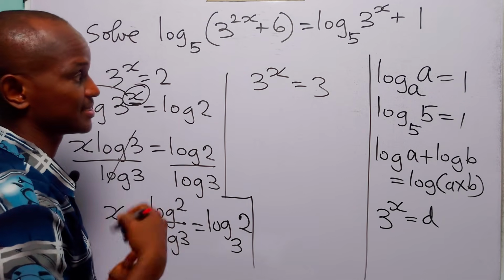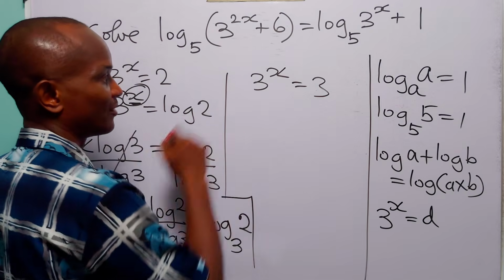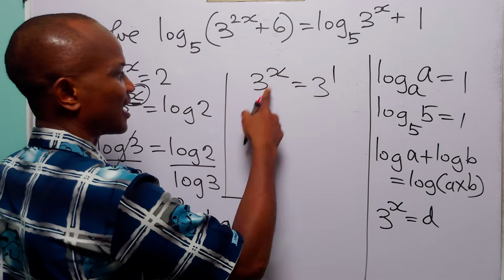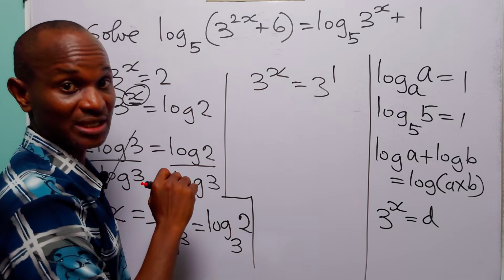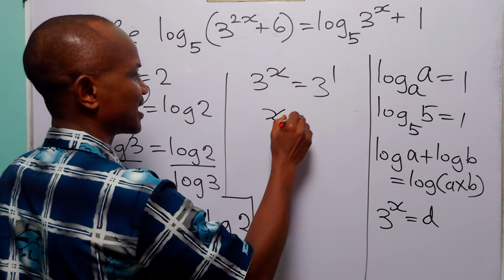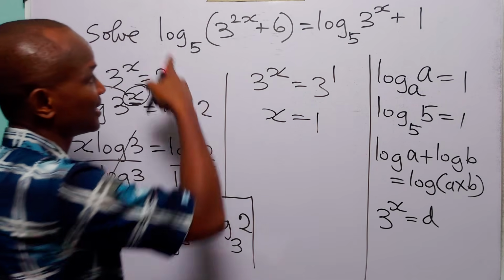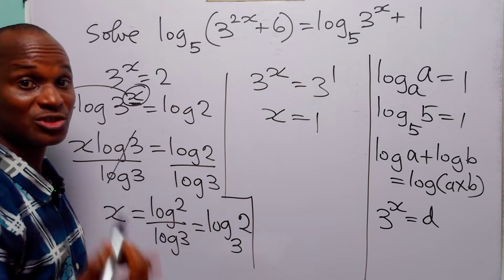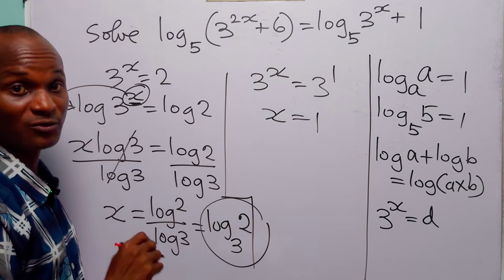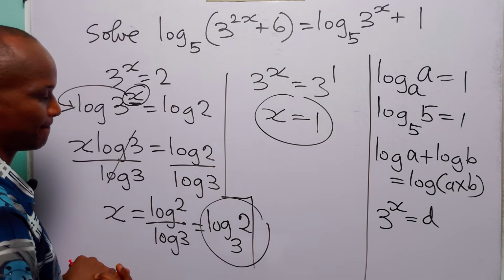Now, in the second case, of course, you know that we can express 3 as an integer power of 3. This is 3 to the power 1. Now that we have the same base on both sides of the equation, we simply equate the exponents. So from here, we have that x is equal to 1. So the two values of x that satisfy this logarithmic equation are x equal to log to base 3 of 2 and x equal to 1.